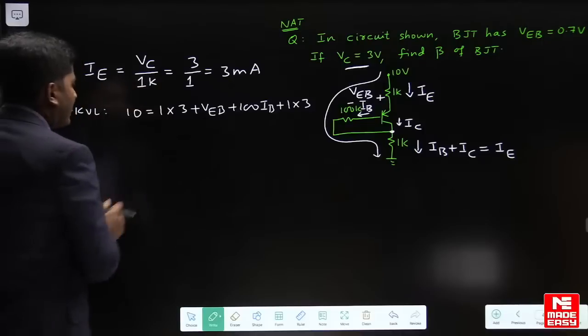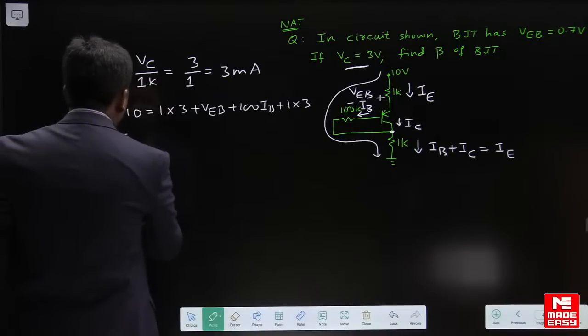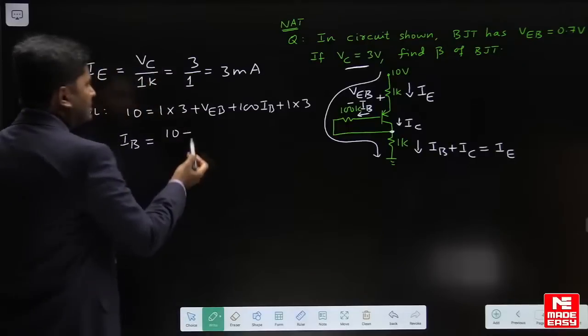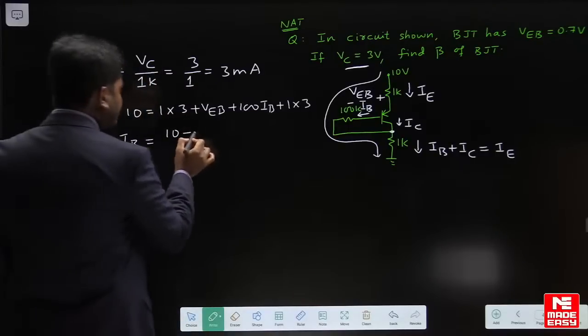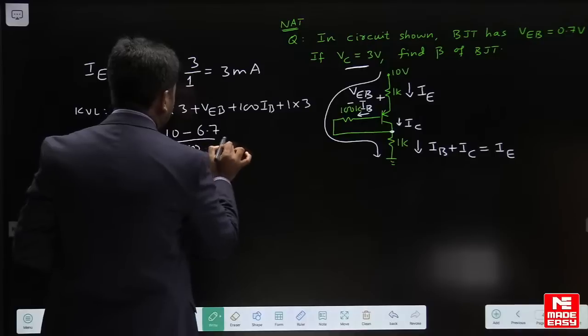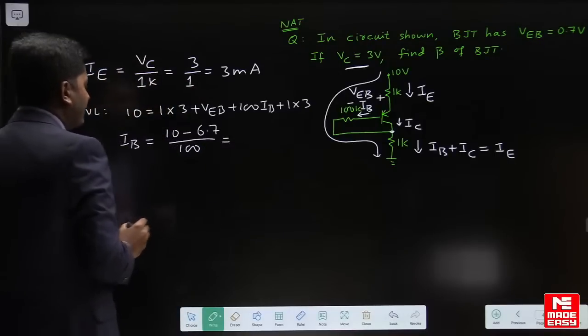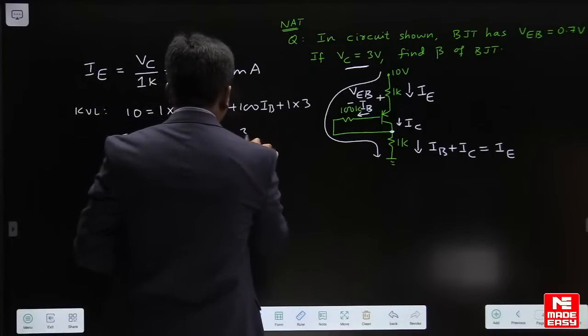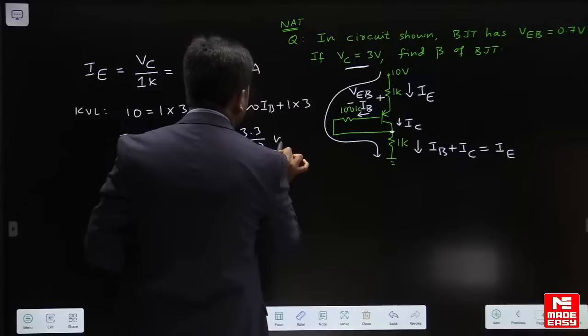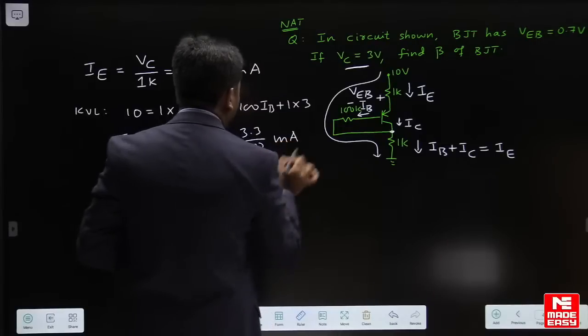Now from here, find the base current. IB is equal to 10 minus, this is 6 plus 0.7, 6.7, divided by 100. So 10 minus 6.7 it will be 3.3 divided by 100, and this will be in milliampere.